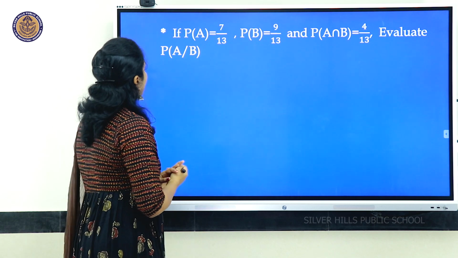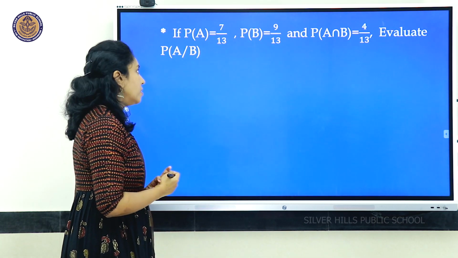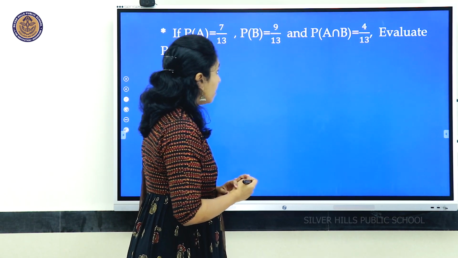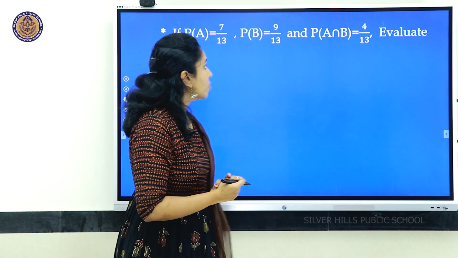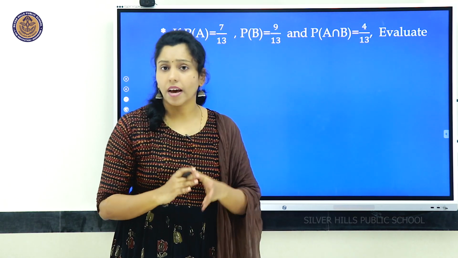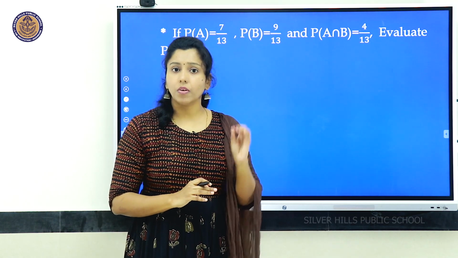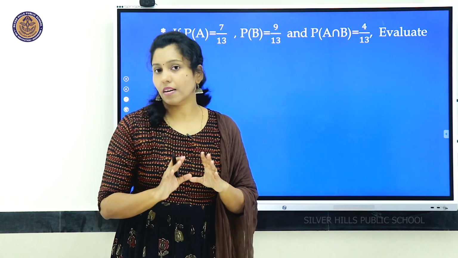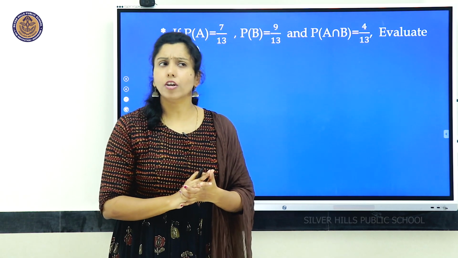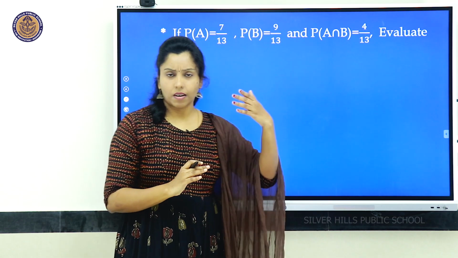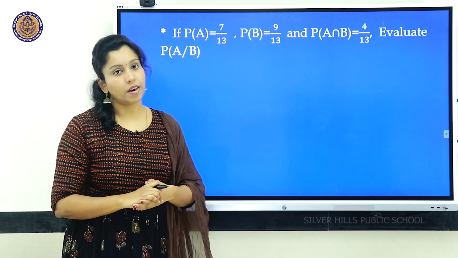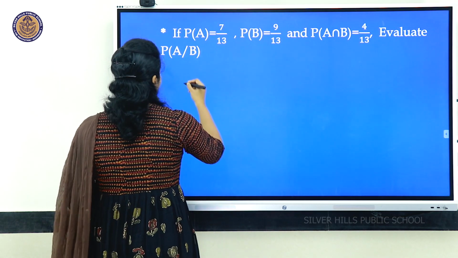The first problem is, if P of A is equal to 7 by 13, P of B is equal to 9 by 13 and P of A intersection B is 4 by 13, evaluate P of A given B. It's a very direct question. If you know the formula, you can just apply these values and you will get the answer. This can come either as a 1 mark question, or like 2 mark questions can come where it has got subdivisions. Here it's just one question, find P of A given B.